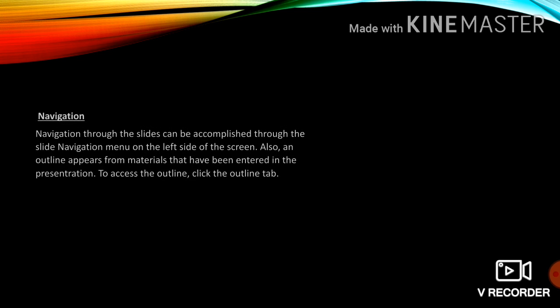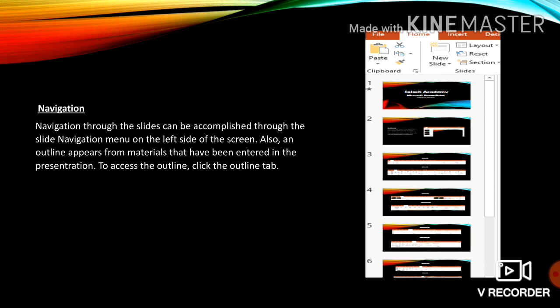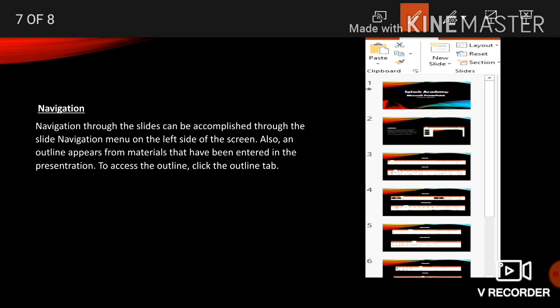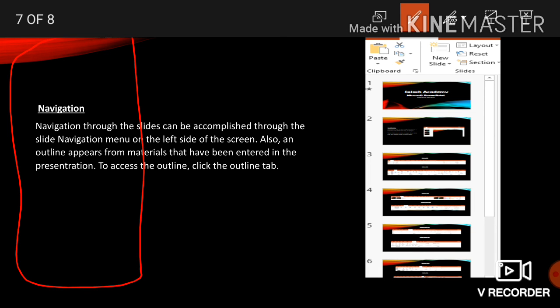Next comes navigation. Navigation through the slides can be accomplished through the slide navigation menu on the left side of the screen. Suppose this is my screen, this option will show on the left side of your screen. Also, an outline appears from the material that has been entered in the presentation. To access the outline, click the outline tab. Suppose you want to start from here, you can click here and navigate.